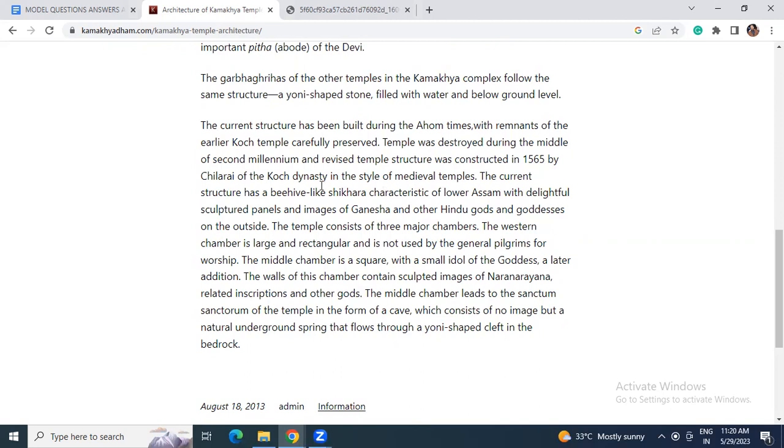This is the Sikhara, a particular characteristic we have to remember. That is the beehive-like Sikhara, and that is the characteristic of the temples of Lower Assam.